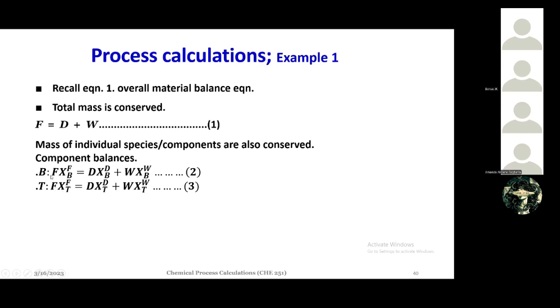You can factorize f out here from this portion and add these two. When I factorize f out, I will get xbf plus xtf. And then because they are mass fractions, they will sum up to 1. So that gives me f. And that should be equal to, here too, I can factorize the d out. My xb and my xt here will also give me 1. So I end up getting f equals d plus w when I add these two. This means that this equation depends on these two.